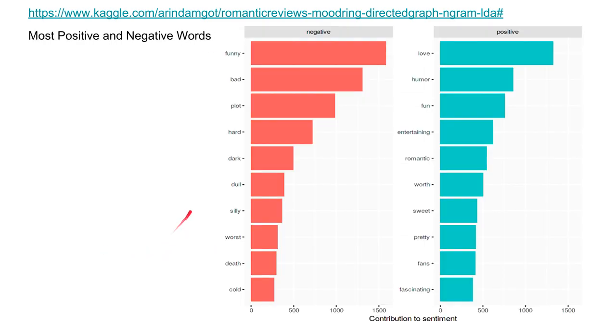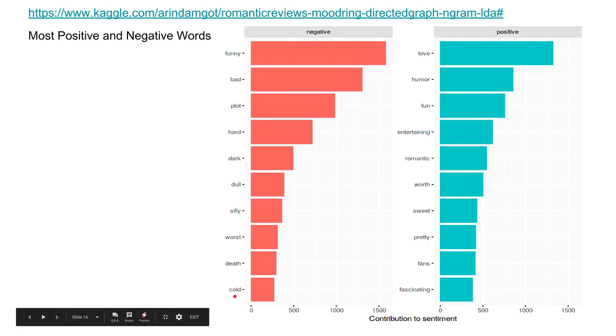This next slide actually shows the negative words. What surprised me in this analysis, and I'm not quite sure how correct it was, is that funny ends up being a very negative word. So I'm assuming they might use it in phrases like, it's funny how bad it is, or something along those lines. But we have words like funny, bad, plot, hard, dark, dull, silly, worst, death, cold. On the opposite side, we have our positive words like love, humor, fun, entertaining, romantic, worth, sweet, pretty, fans, or fascinating. You have a question?